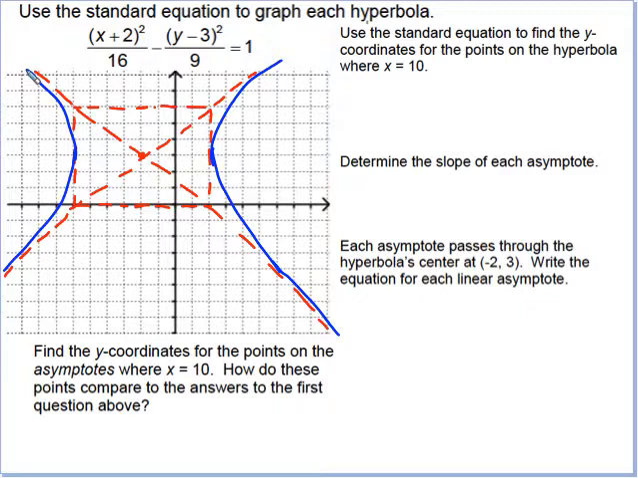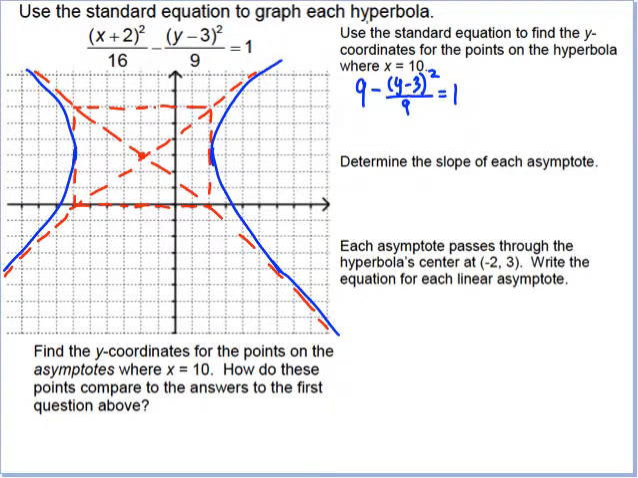Use the standard equation to find the y-coordinates for the points on the hyperbola. Okay, so x equals 10. Plug in 10 for x. Right over here, we're just plugging in a 10. So 10 plus 2 is 12. 12 squared is 144. 144 divided by 16, use your calculator if you need to, will give you 9. And then minus (y minus 3) squared divided by 9 equals 1.